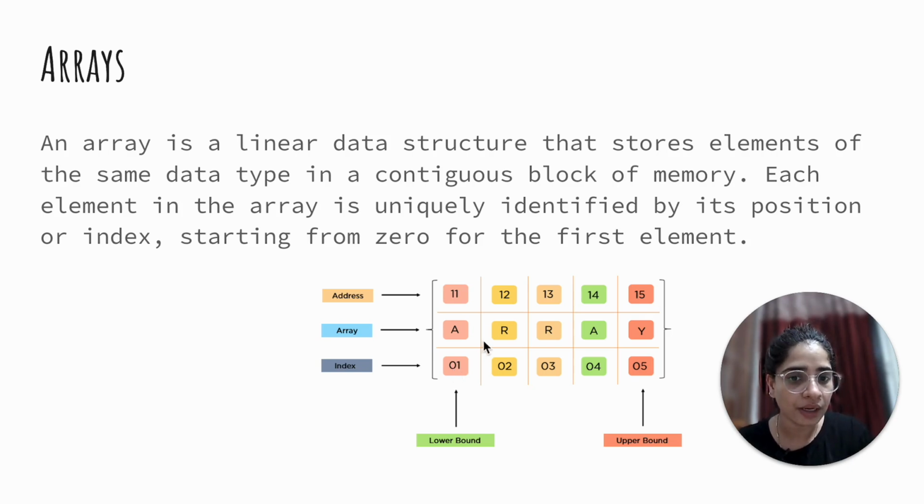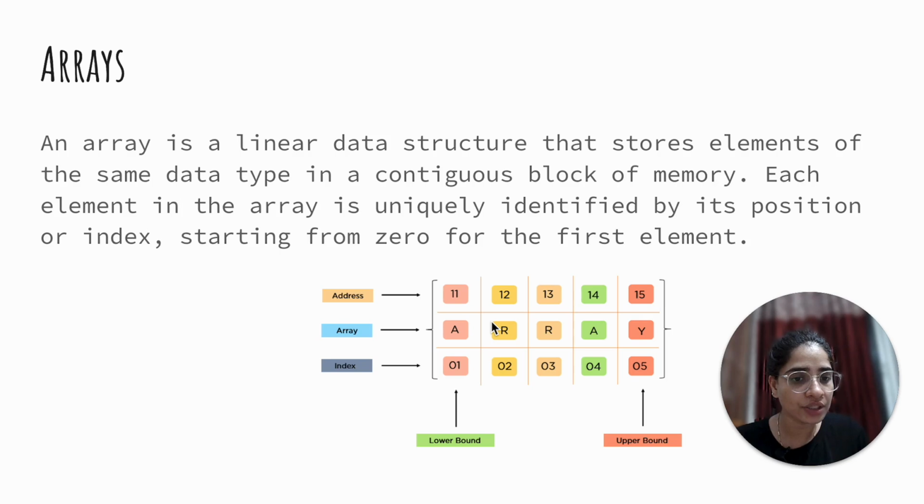For example, let's say this a was taking one space, r is present at 12 because a took one memory space. Okay, but let's say a was taking two memory spaces. At that time, r should be present at memory address 13 because two spaces were taken by a. So whatever space is required by a, that will be taken, and after that space the next element will be present. Index always starts from 0.